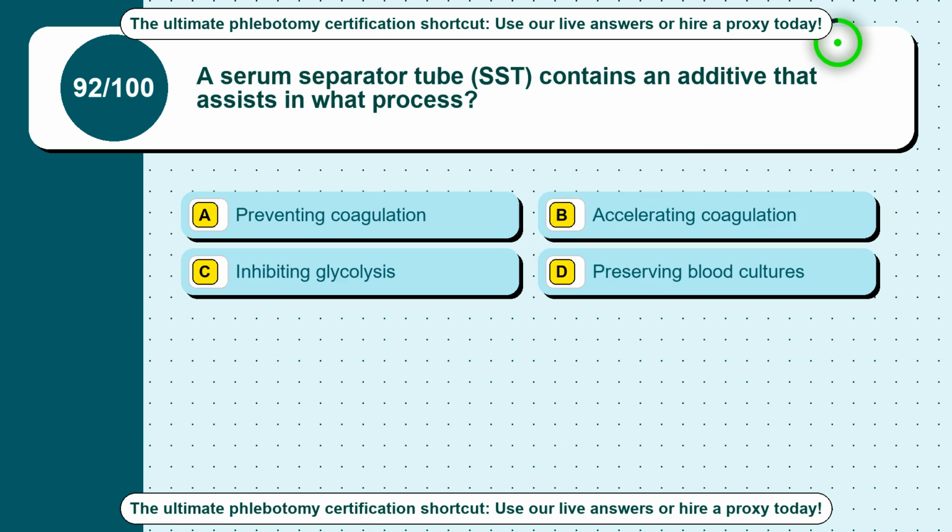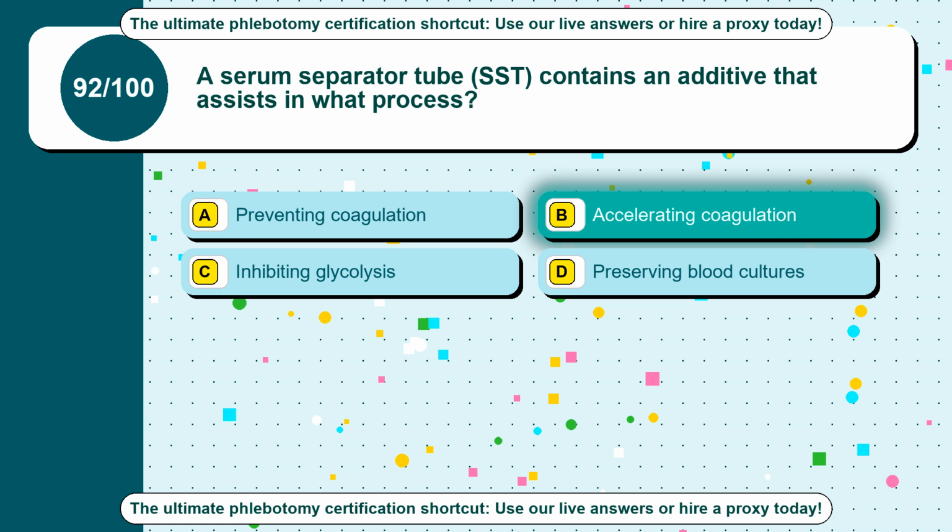Question 92. A serum separator tube, SST, contains an additive that assists in what process? Option A, preventing coagulation. Option B, accelerating coagulation. Option C, inhibiting glycolysis. Option D, preserving blood cultures. The correct answer is option B, accelerating coagulation.